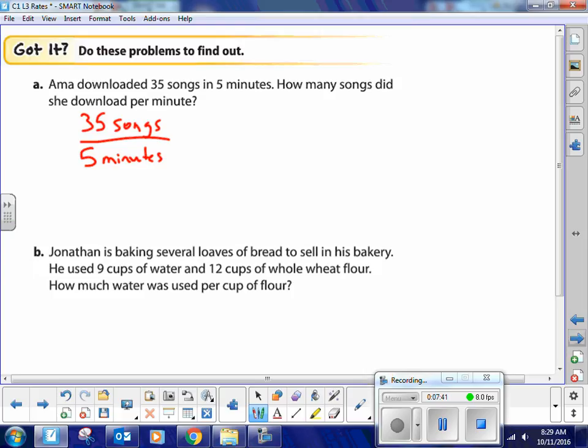Okay, we're trying to get minutes down to 1, because you're always trying to get the time down to 1. If there's a time, you're trying to get the time down to 1, but that's not always true, right? The next question will show you that that's not always true. You're trying to get the denominator down to 1. So we're going to divide by 5. Now that equals 7 songs in 1 minute. Okay, so she's downloading 7 songs in 1 minute, which is actually pretty fast. If you download songs, you know that that's actually pretty good speed.